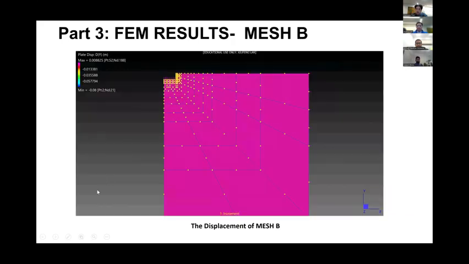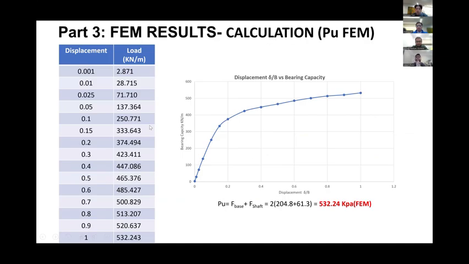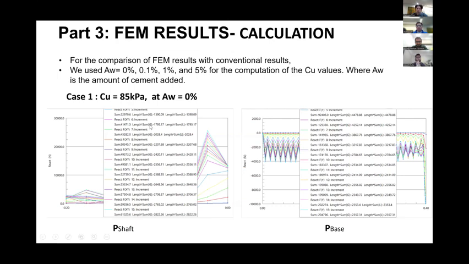Yeah, this measure is coming with transient areas. Usually, this will be better simulating the actual soil behavior. Next slide, please. The FEM results calculation.